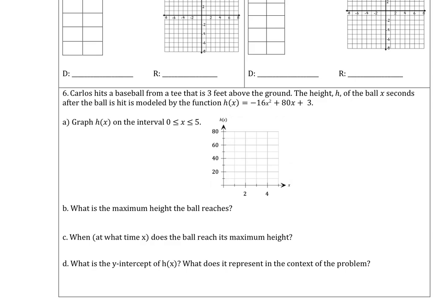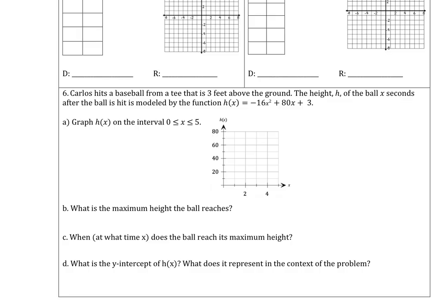Right, so then looking at our first application problem, it says Carlos hits a baseball from a tee that is 3 feet above the ground. The height h of the ball, x seconds after the ball is hit, is modeled by the function h of x is equal to negative 16x squared plus 80x plus 3.